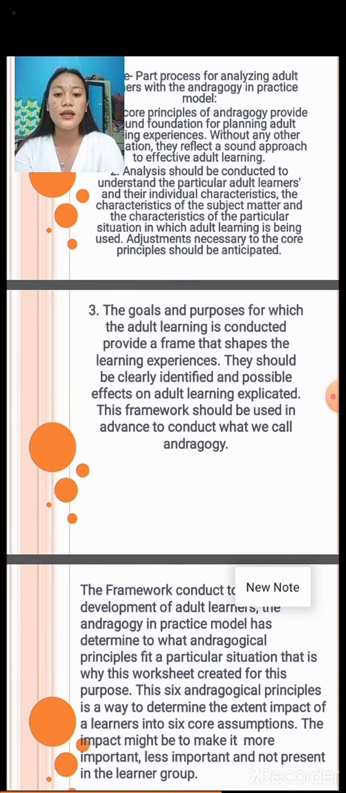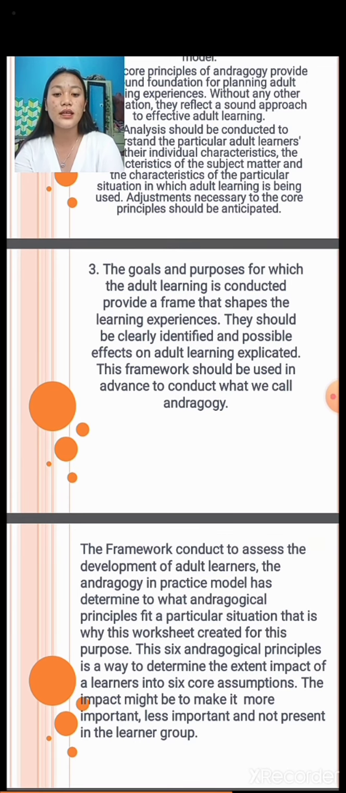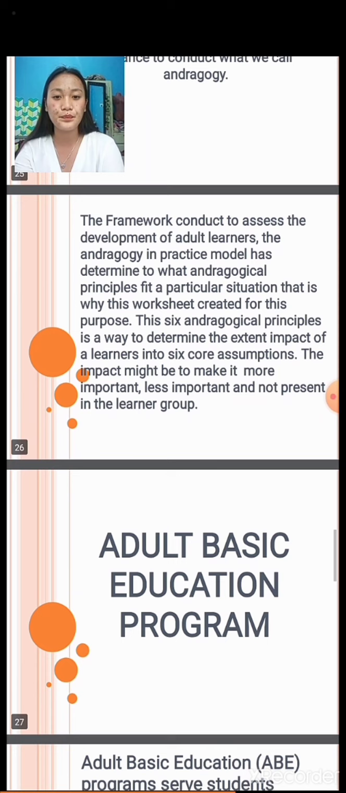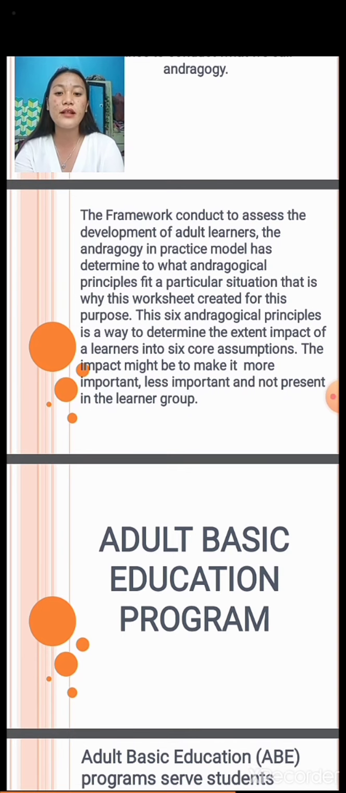Number 3, the goals and purposes for which the adult learning is conducted provide a frame that shapes the learning experiences. They should be clearly identified and possible effects on adult learning explicated. This framework should be used in advance to conduct what we call andragogy. The framework is used to assess the development of adult learners. The andragogy in practice model determines what andragogical principles fit a particular situation. That is why this worksheet was created for this purpose.